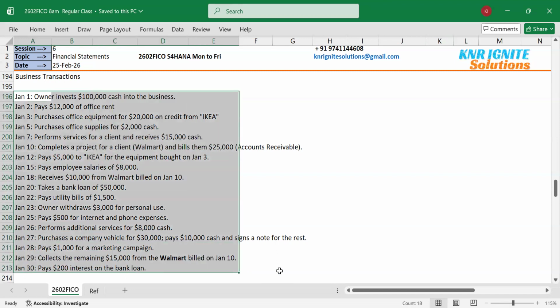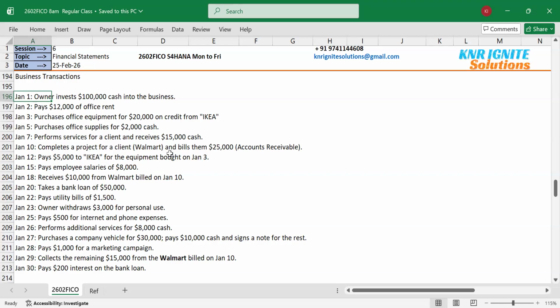I have prepared a list of transactions for 1 month. Let's say a business owner started business by investing $100,000, which, if you convert that into INR, we call $1 lakh. Okay. And he paid 12,000 as rent for the month of January, or let's say December month rent, maybe advance rent he paid for the same month. 12,000 he paid for it. And he purchased office equipment for 20,000 on a credit basis. What do you mean by credit?